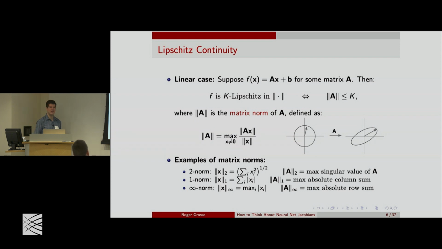And then correspondingly, there's the infinity norm. The vector infinity norm is the max of the absolute values of any of the entries of the vector. And the matrix norm winds up being the same thing as the matrix 1 norm, except replace columns with rows. So those are some canonical examples of matrix norms.